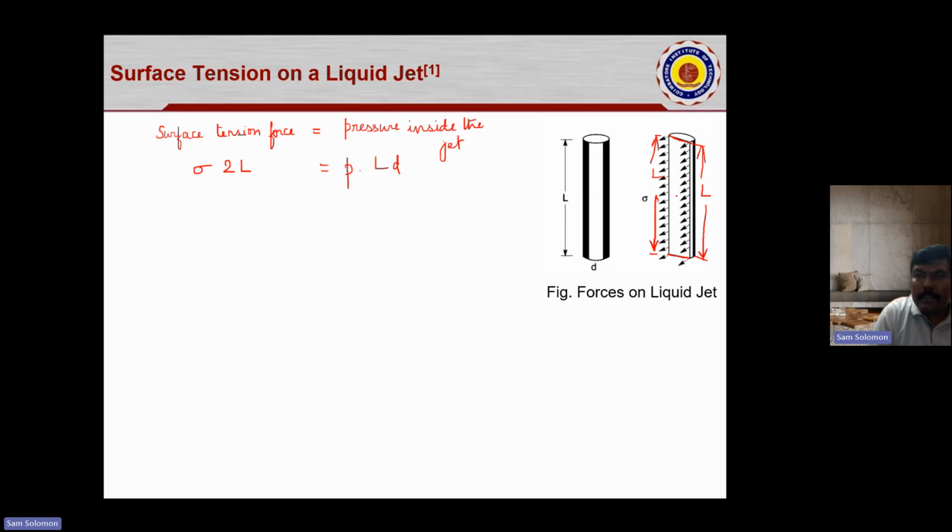This side of the rectangle is L and this side of the rectangle is going to be D. So it is length into breadth, so it is L times D. Now if I cancel out this L and L, what I have got is P is equal to 2 sigma divided by D.